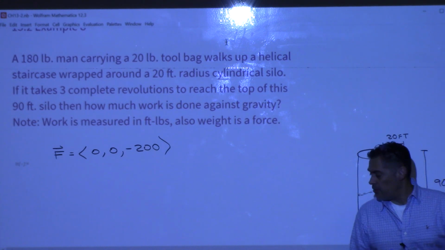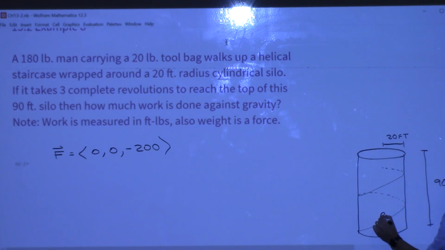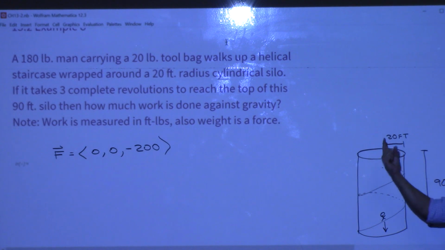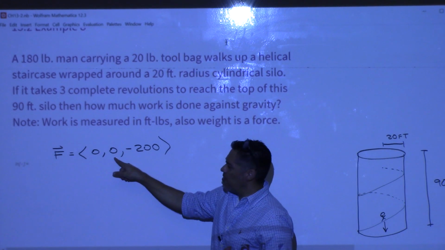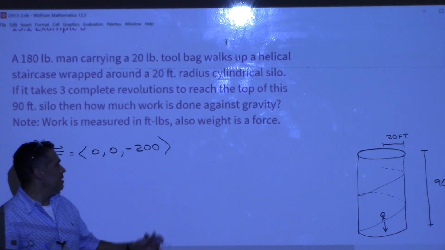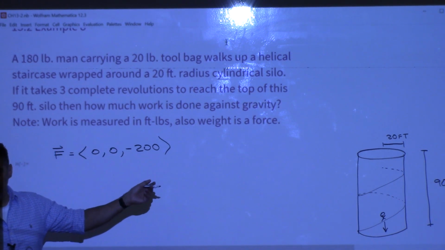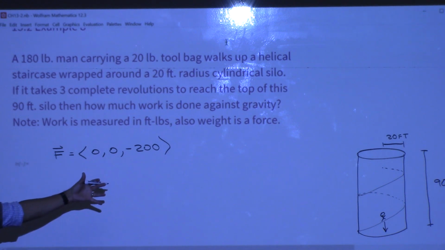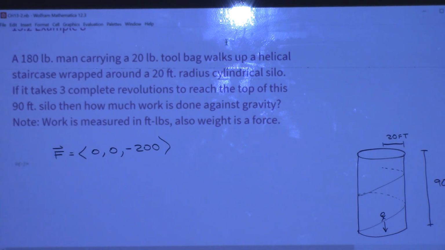It's a vector, right? As this person walks up this silo, the only force on this person is the force of gravity straight down, right? Now he has to overcome that to go up the silo, yes? So that vector that's pointed straight down is just this vector 0, 0, negative 200, which is the weight of him and his bag, right? If he puts the bag down, then it's 0, 0, negative 180. We all agree? Very simple field, right? This is a very simple field. So we have the field.